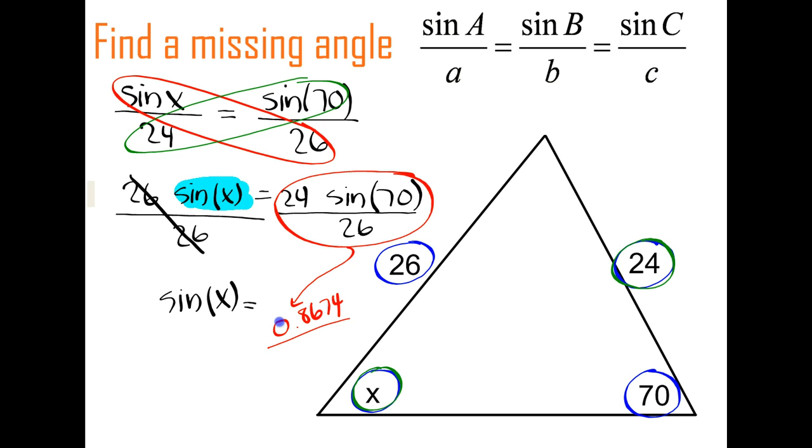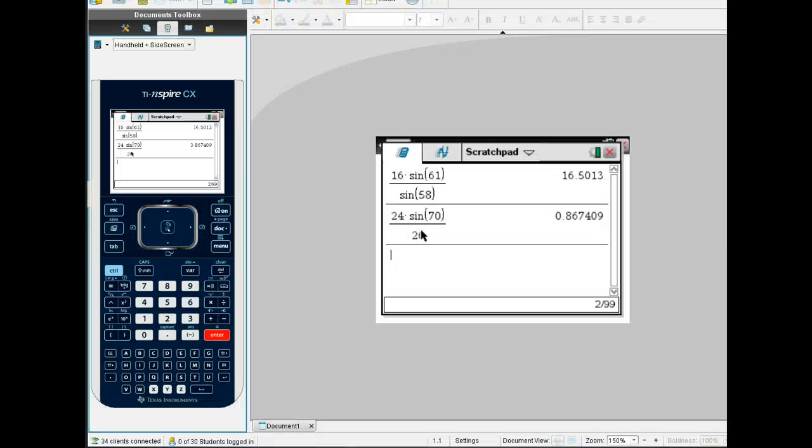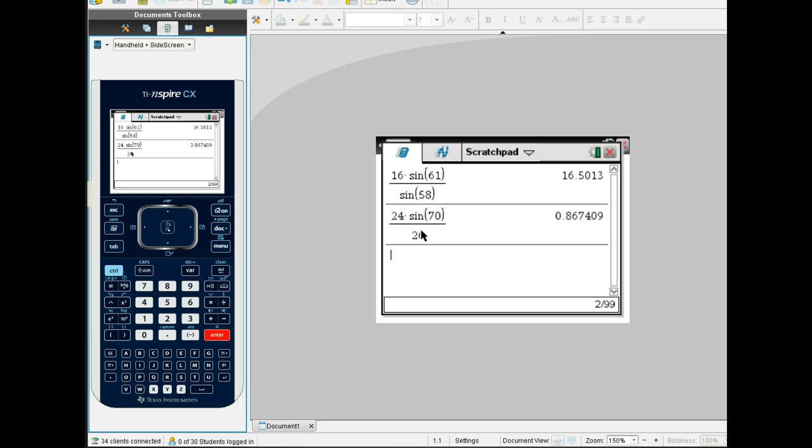All right, so what angle is the sine equal to that ratio? Well, let's take a look at a table of sine values. Here is a table of sine values, and it's pretty small, so I apologize for that. If we look up that value, 0.8674, 0.8660 is right there. So 0.867 is somewhere between those two values, which is 60 and 61 degrees. Which makes sense according to our picture.